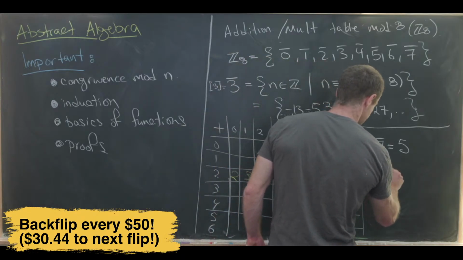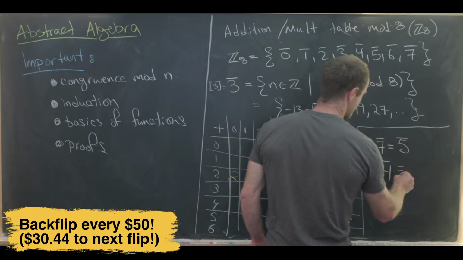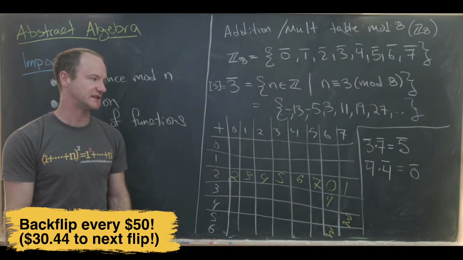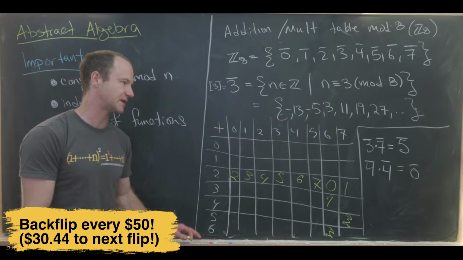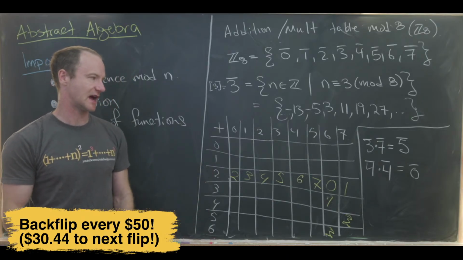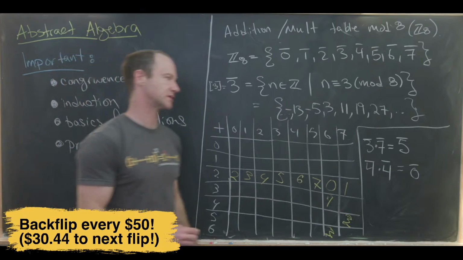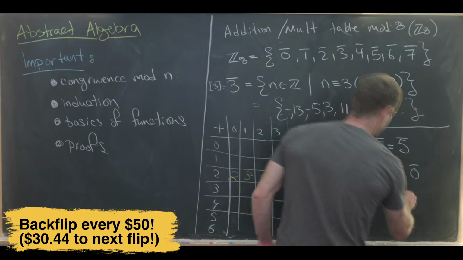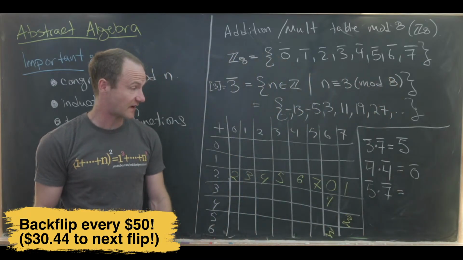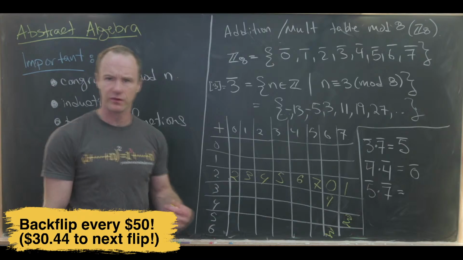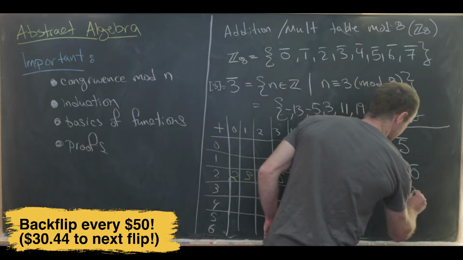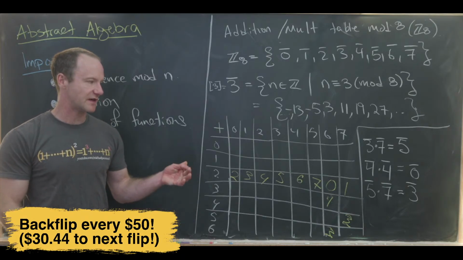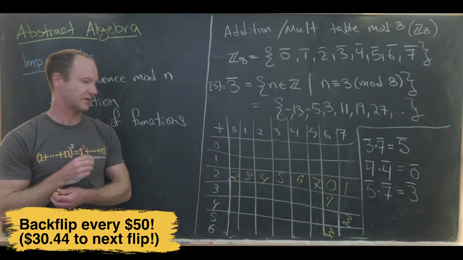4 times 4 is 16, but that's 0. Notice we just multiplied two things that were non-zero and got something that was 0. So something weird is going on here that doesn't happen, for instance, in the real numbers. Notice that 5 times 7 is 35, but 35 is 3 more than a multiple of 8, so this is 3, because it's 3 more than 32. So multiply the two numbers, divide by 8, and keep the remainder.